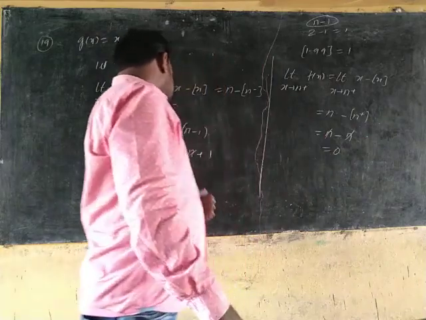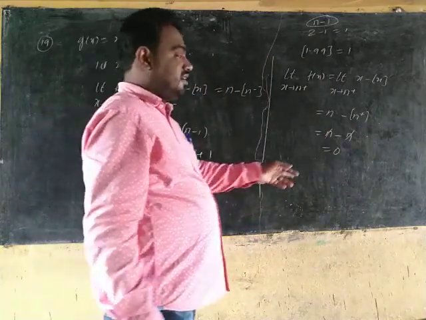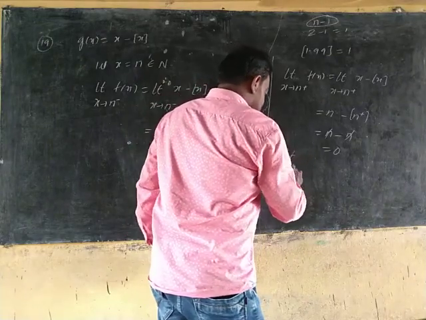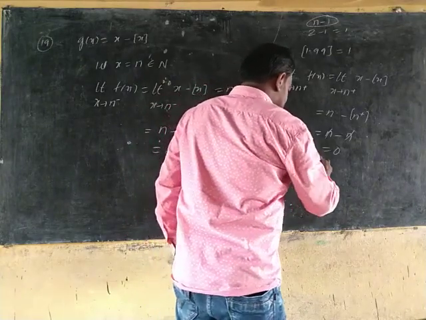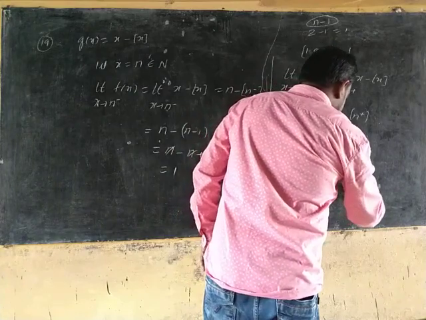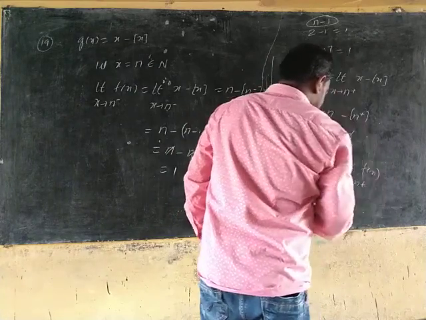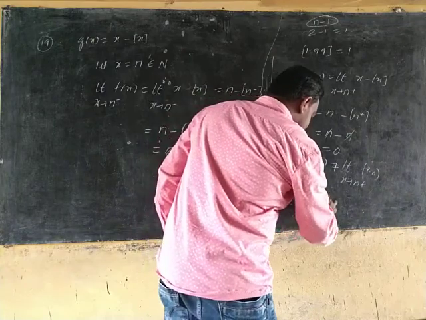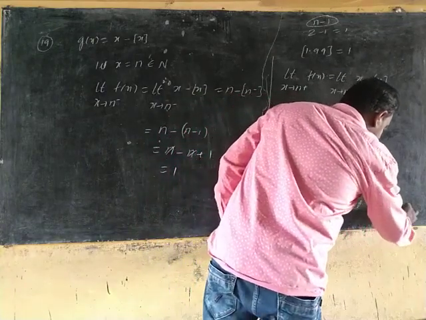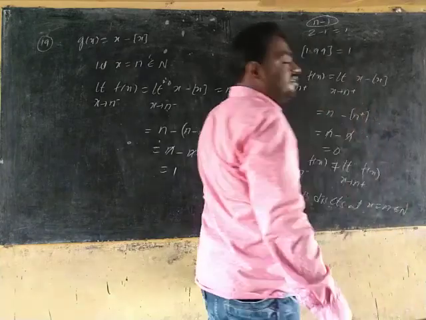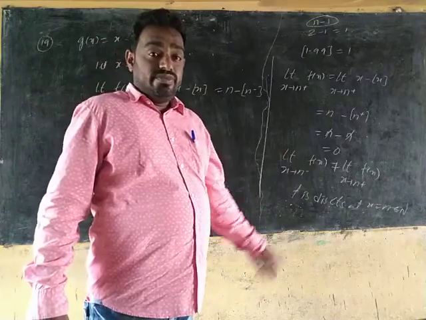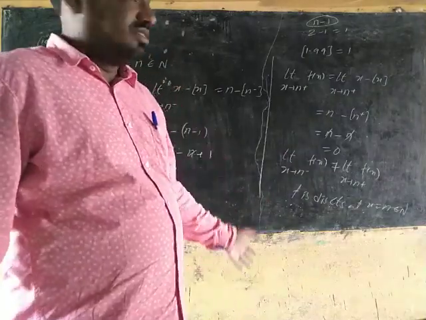You see, left hand limit is 1, right hand limit is 0. Therefore, limit x tends to n minus of f of x is not equal to limit x tends to n plus of f of x. Therefore, f is discontinuous at x is equal to n. What is n? n is an integer. So this is the solution.